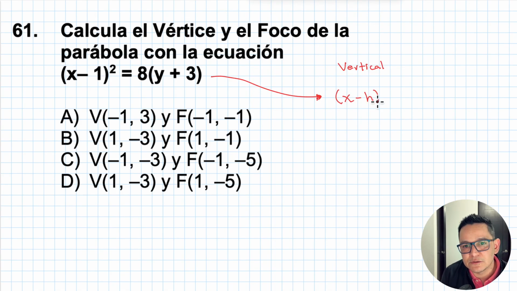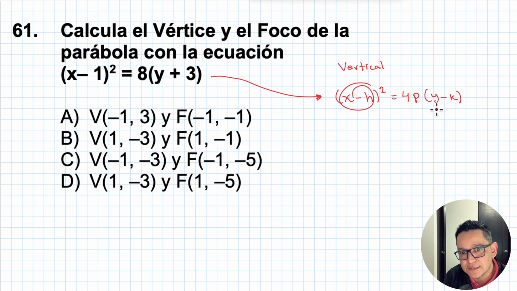I need you to memorize what I'm about to write next. When you have a parabola that's vertical, the form will be (x − h)² = 4p(y − k). That's for when it's vertical. If it's horizontal, it's going to be (y − k)² = 4p(x − h). So this one would go over here, and this one over here, in case it were horizontal.